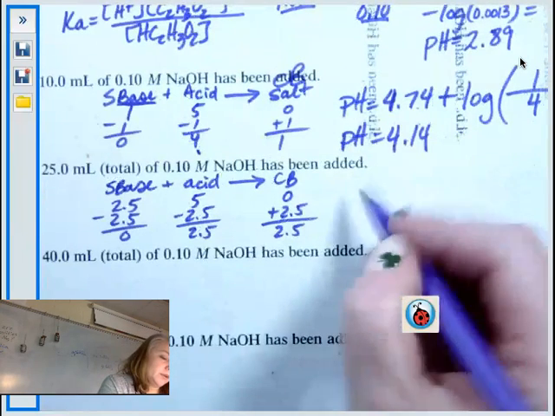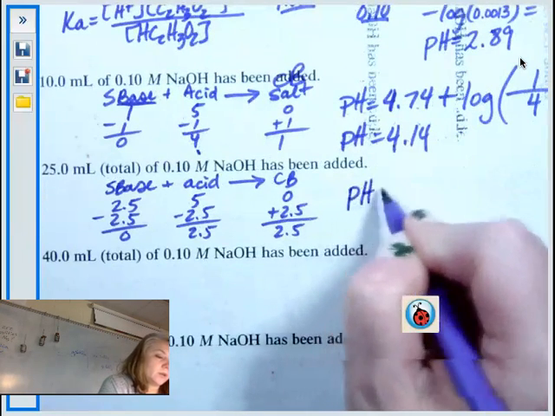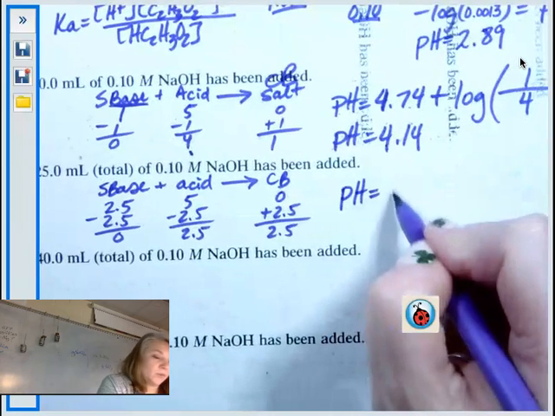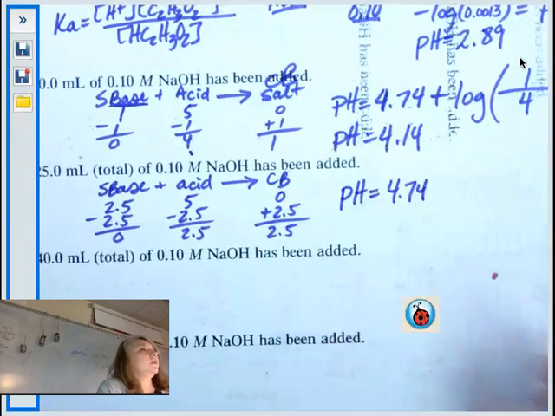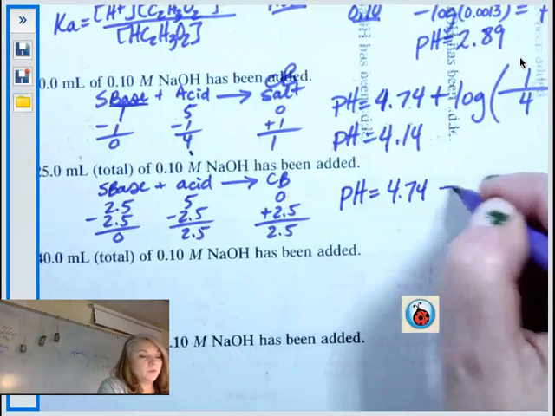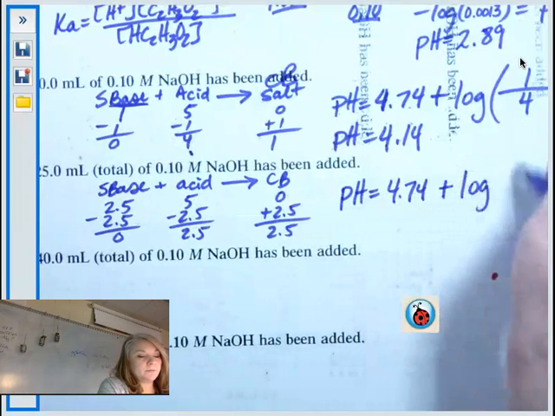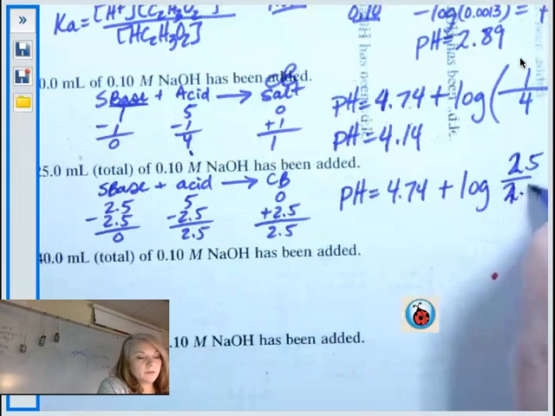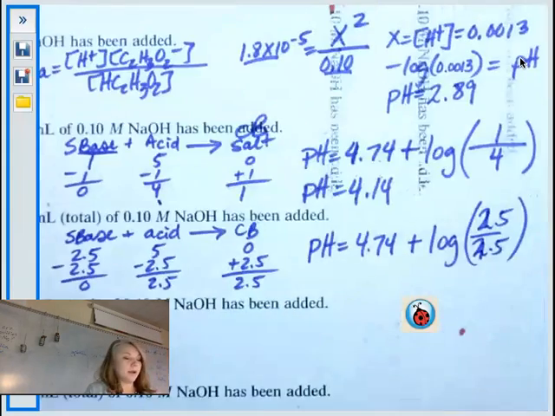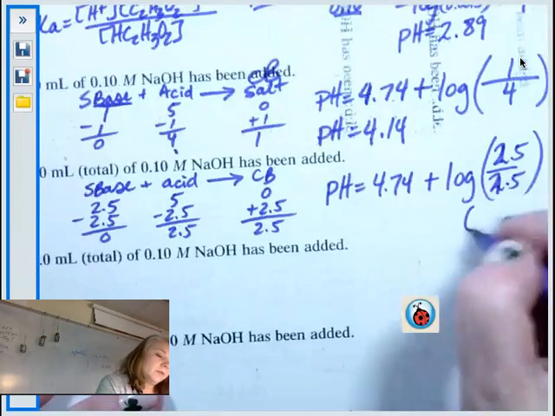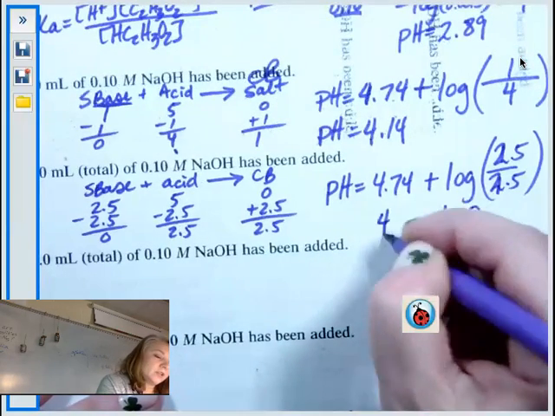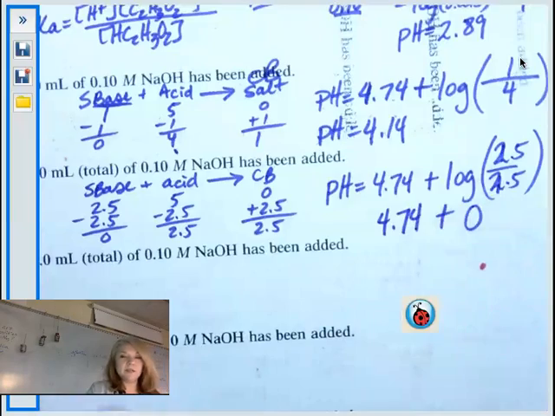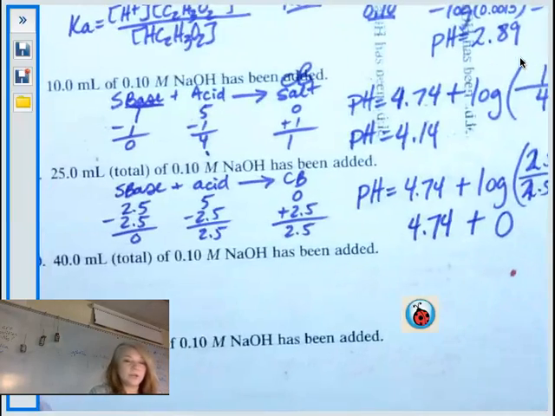Okay, now our pH is equal to the pKa, which is still 4.74. What do you get when you do the log of 1? Zero, because the log of 1 is 0, right? So then pH is equal to the pKa. Now, this is a very special point in your titration.